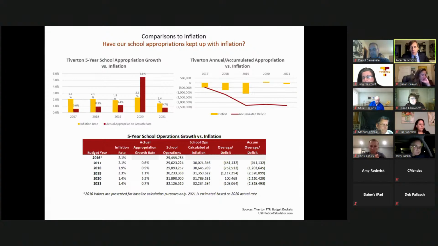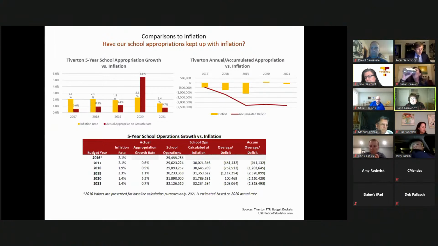So let me pause there on this chart and ask Ms. Farnworth, who's really provided me a lot of this information and did some of the work on this, if there's anything else she'd like to add. No, I think you covered it well, Dr. Secchione. Taking the average inflation rate that can be found online at the inflation calculator and just plugging that into what we actually received versus what it would have been had we kept up with inflation, what you're seeing is an ever-growing accumulated deficit.